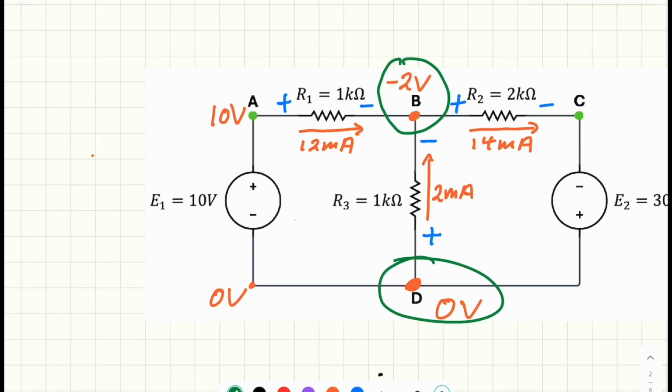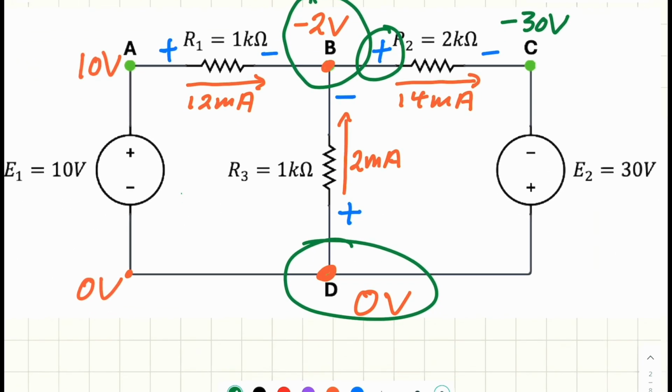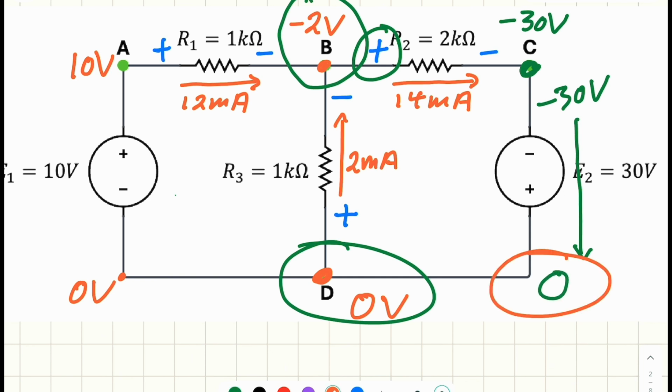Now remember, this side is positive. So minus 2 minus 28, you get minus 30 volt at C. And then E2 will step up the voltage by 30 volt. So if this is minus 30 volt at C, passing through E2, minus 30 plus 30 equals 0. So all values are consistent.